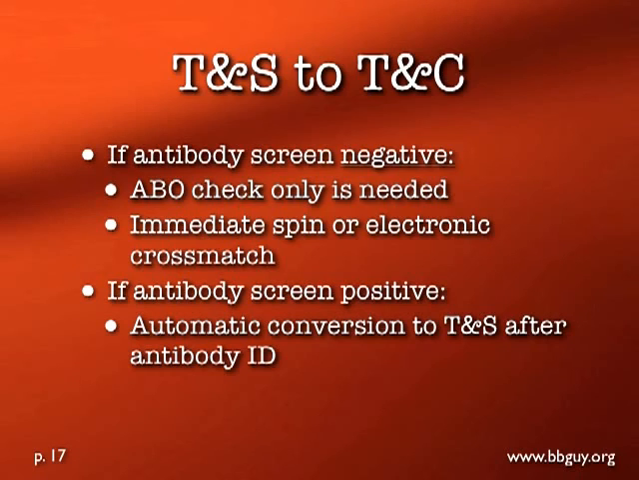Well, if the antibody screen is negative, then it's really easy to convert a type and screen to a type and cross. All you need to do is the ABO check, and that can be done with an immediate spin crossmatch, which takes very little time, or an electronic or computer crossmatch, which also takes very little time. You can also assure them that if the antibody screen is positive on your type and screen, then you automatically will convert that to a type and crossmatch after you identify the antibody.